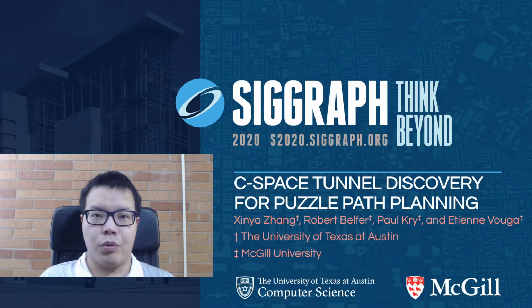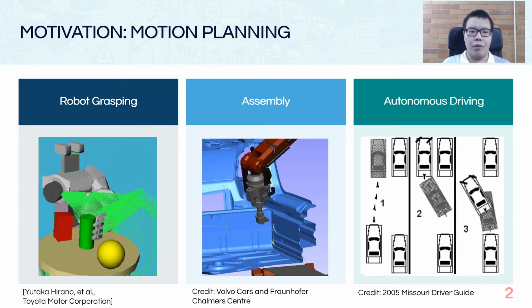Today, I'm going to present our latest work, the safe-space tunnel discovery for puzzle path planning, in collaboration with McGill University. Our motivation comes from a classical problem, motion planning. Motion planning can be found everywhere in robotics, from robot grasping to assembly of industrial products, and to autonomous driving.